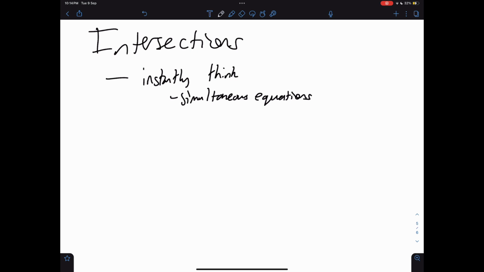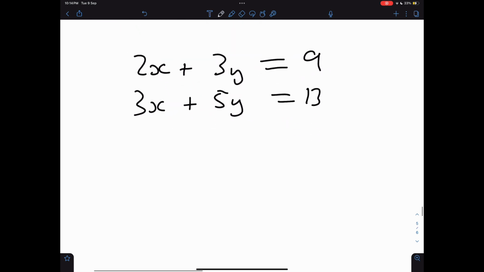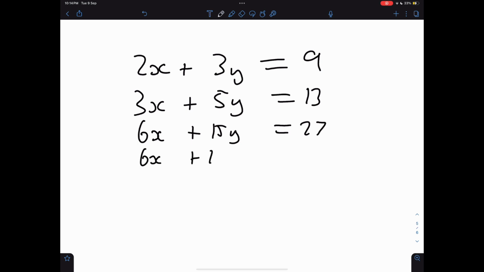Now, I assume you might know linear. So, for example, something like 2x plus 3y equals 9, and 3x plus 5y equals 13. Just a reminder, you would multiply that out. 6x plus 15y equals 9 times 3 is 27. Then this would become 6x plus 10y equals 26.